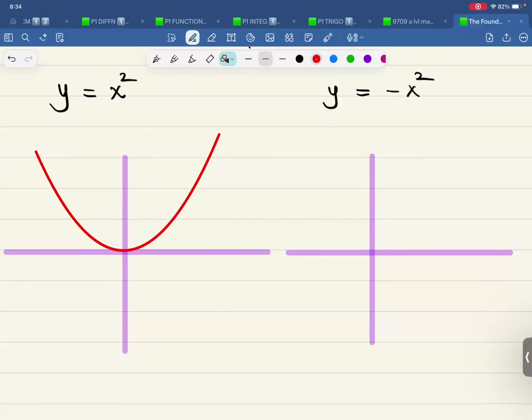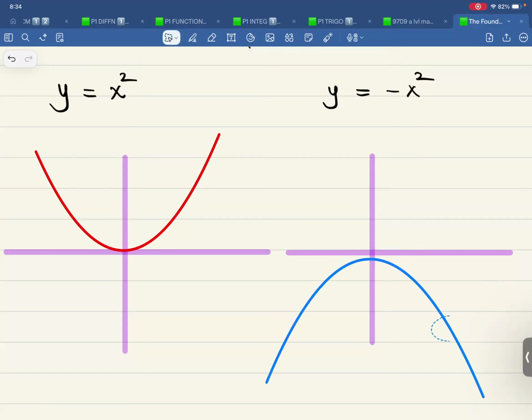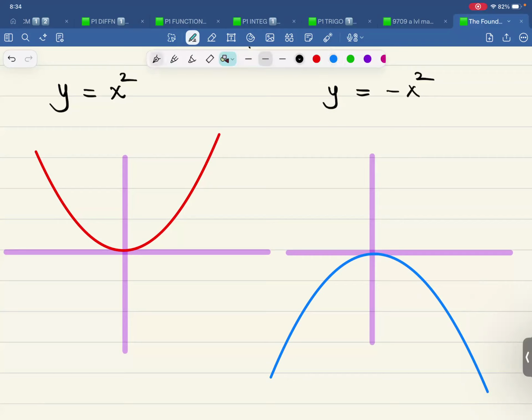Similarly, if I want to draw the graph of negative x square, it's upside down. This you have studied in O-level maths. So now y equals x square, y equals minus x square. What makes the difference? The difference lies over here. If the coefficient of x square is positive, that's the shape of the graph like this. If the coefficient of x square is negative, it is upside down.